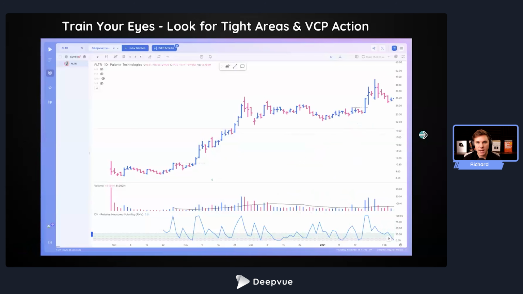So here's the first exercise for you guys. So wake up. It's time to do a little bit of work here. We want to make sure that you're applying this material and not just sitting here passively. So train your eyes, look for tight areas in VCP action.